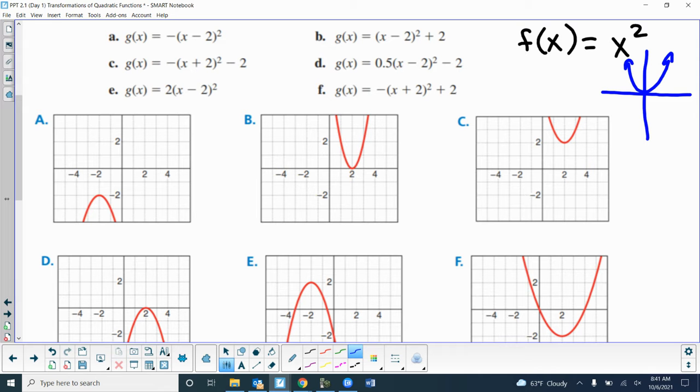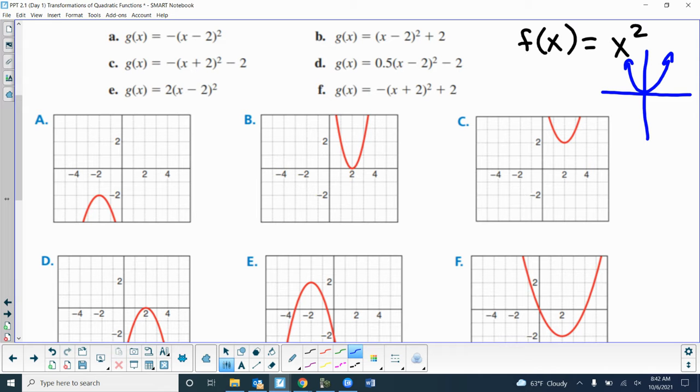And you guys remember when we did the very beginning of the year, we worked on some of this? When did it open up and when did it open down? If the A value was positive, it opened up, and if the A value was negative, it opened down. And we talked about vertex form of a parabola or of a quadratic, okay? And we're going to revisit that today.